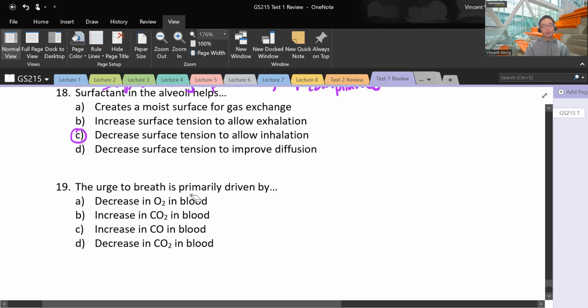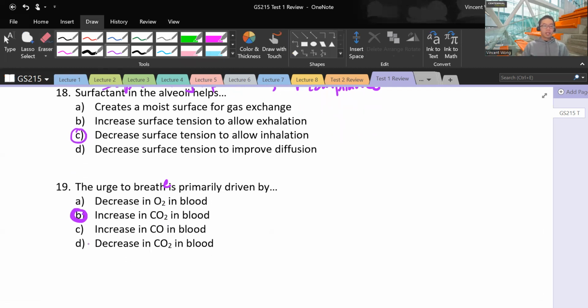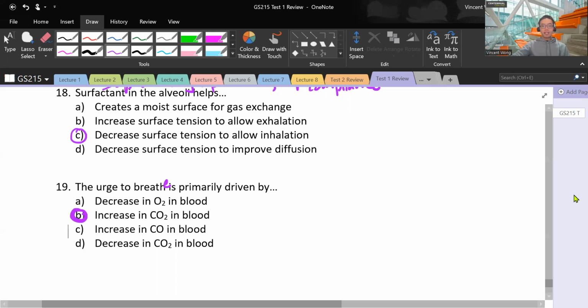Last one. The urge to breathe is primarily driven by an increase in carbon dioxide in the blood. So it has nothing to do with the oxygen. It's just an increase in carbon dioxide that triggers you to breathe. Okay. That's it for the review.